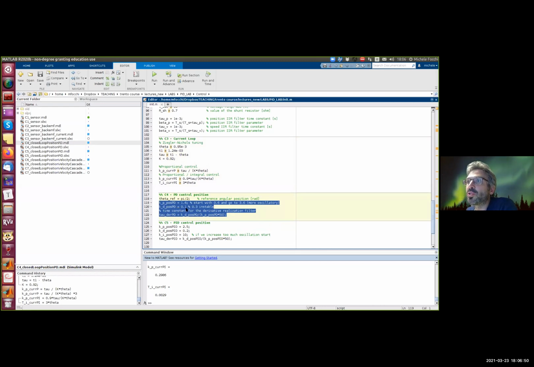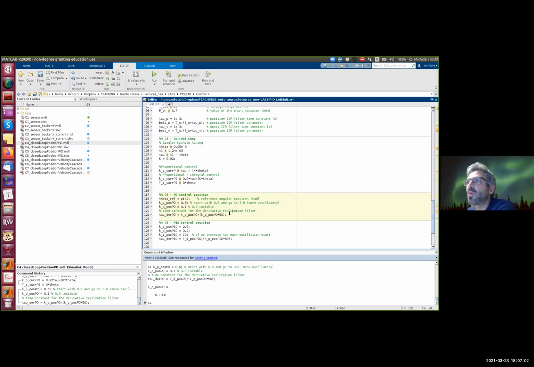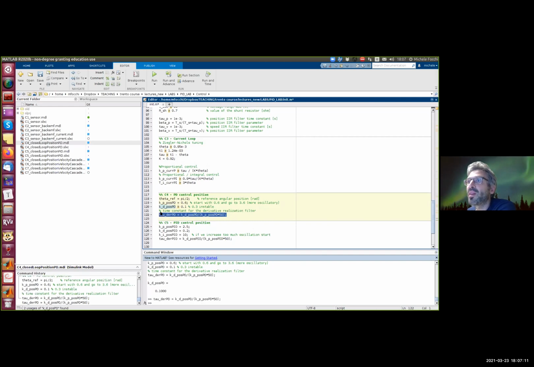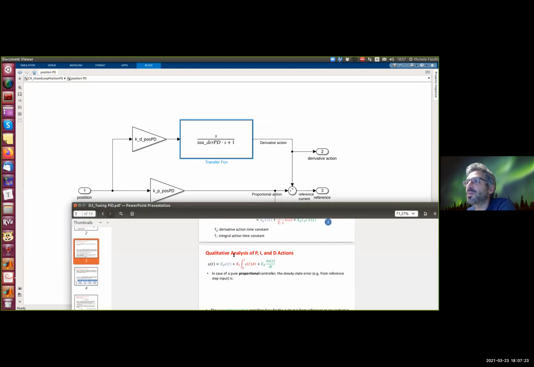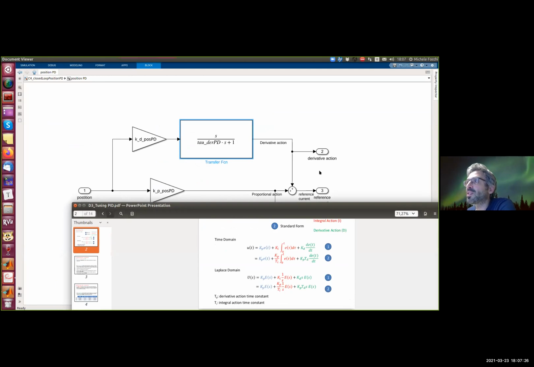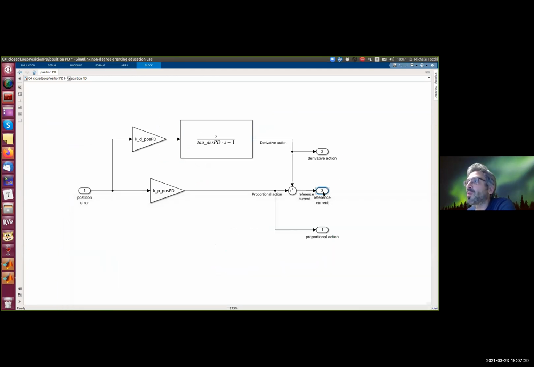So to start with, I start with some gains like this. We don't want to use Ligon and Lycos this time. We want to do trial and error. So we have our reference of pi half. We have the proportional action. We have the derivative action gains. We set some values. We can compute from them the derivative high frequency pole for the derivative. And then we are summing the derivative with the proportional action, and we get our control action. And our control action is a reference for our current loop.